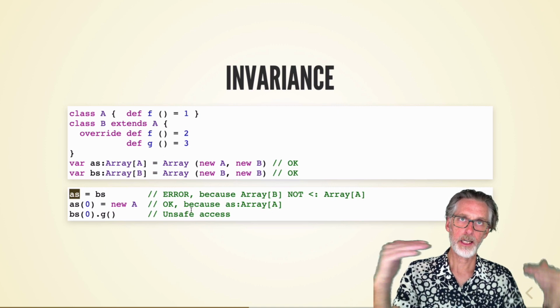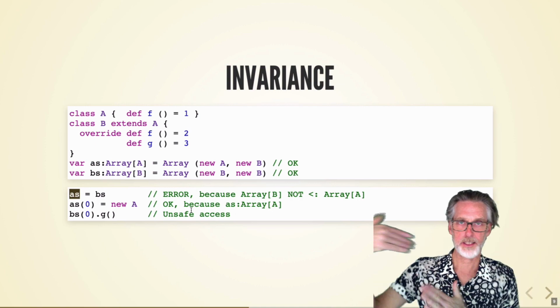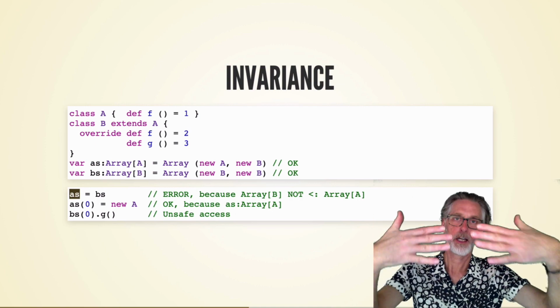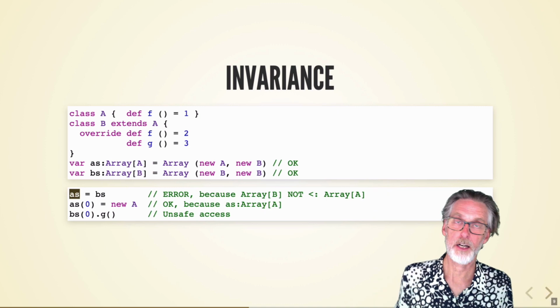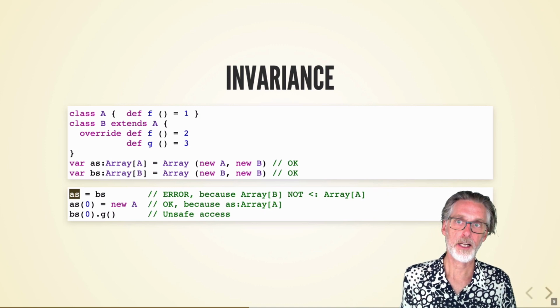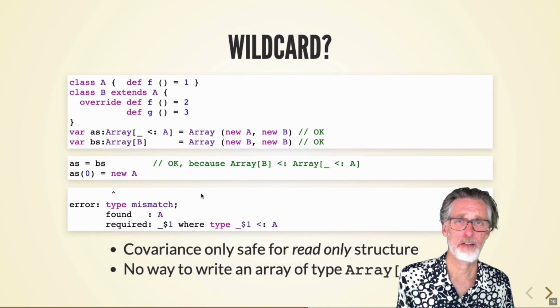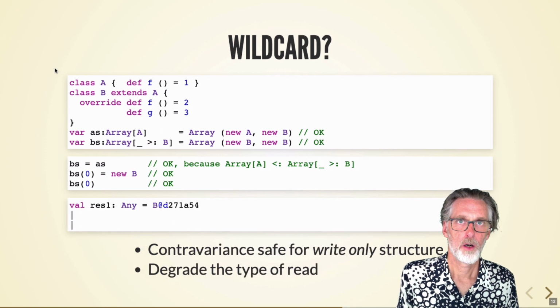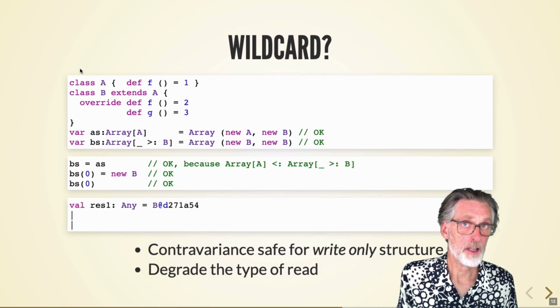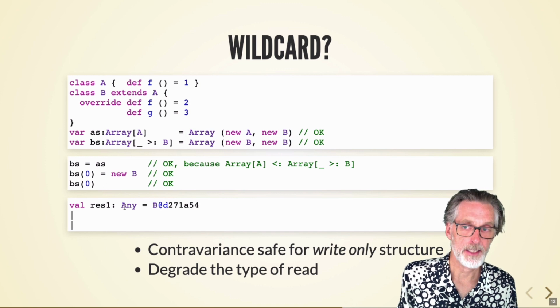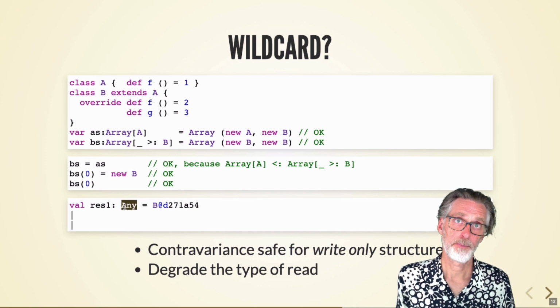We can both read and write, and therefore it's not safe to do this kind of downgrading or upgrading of the type. It's just not safe. You can see the two aspects of this with wildcards. We can either forget about what's going into the array, and therefore we can't write it anymore, or we can forget about what's coming out of the array. So when we actually access it, we just get it at top type.